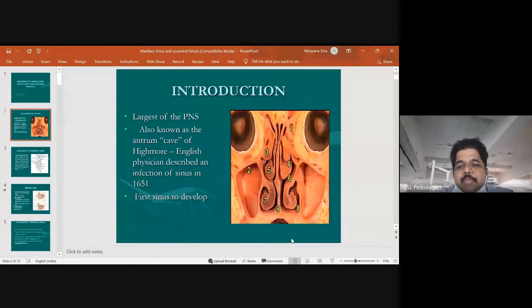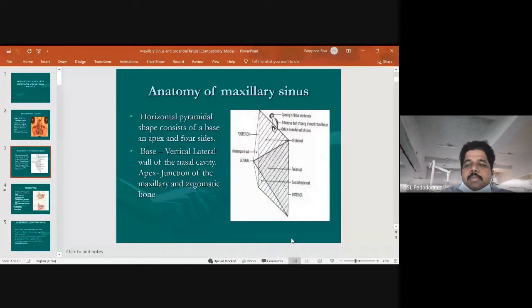Among all these paranasal sinuses, it is the first sinus to develop in the cavity. So coming to the anatomy of the maxillary sinus, it is horizontally pyramidal in shape. So a horizontal pyramid. When you rotate the pyramid to the horizontal, the apex will be pointed towards the lateral wall, that is the facial wall, towards the zygomatic bone, and the base is towards the medial side.